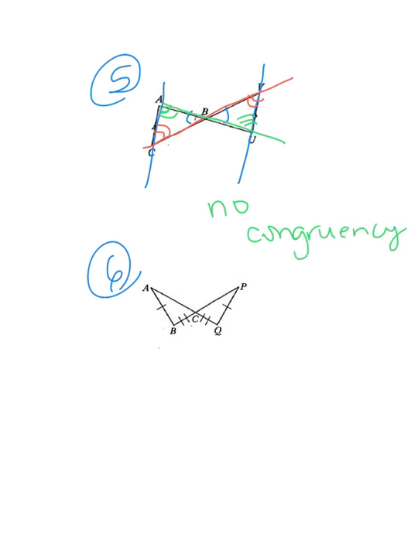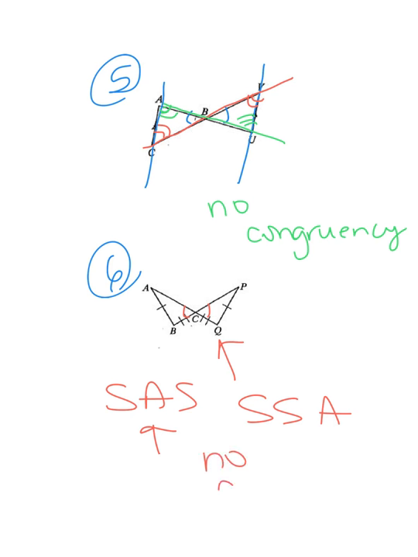And looking at our last example, number 6, I notice I have vertical angles. So I have two sides and an angle, but unfortunately, I need that angle to be in between the sides. It has to be included. In this case, it is not. I have a side and an angle. But unfortunately, again, for us, that doesn't prove congruency. There is no postulate or theorem called SSA, so again, this one is not congruent. So no congruency can be proved.